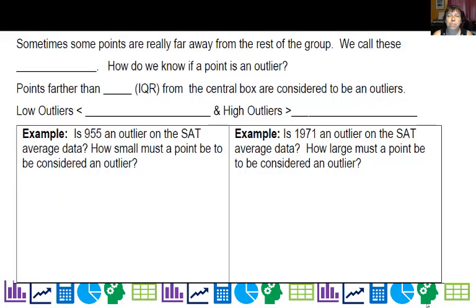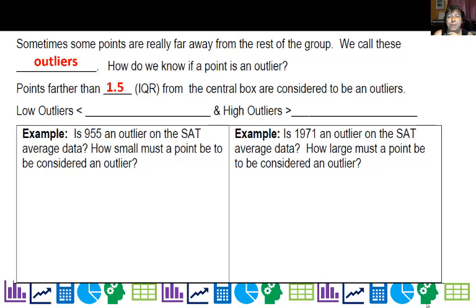Now, sometimes some points are really far away from the rest of the group. We call these outliers. So how do we know if a point is an outlier? Well, we actually have a rule for it. We take that IQR, which is the width of the box, and if anything's further away than 1.5 box widths, higher or lower than the box, then we basically call it an outlier.